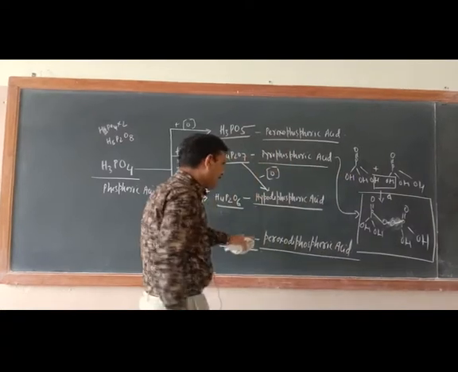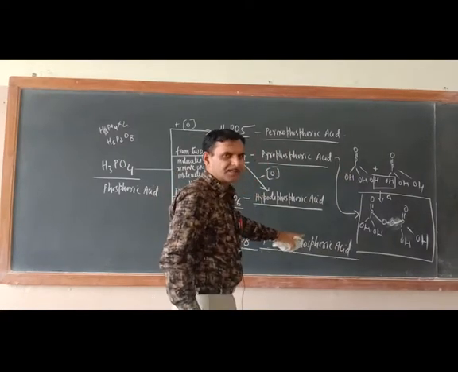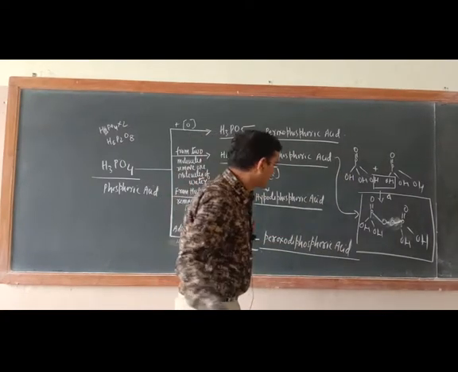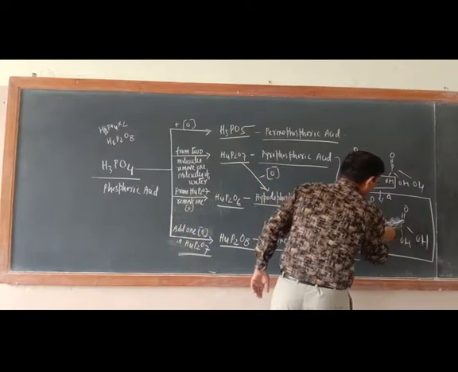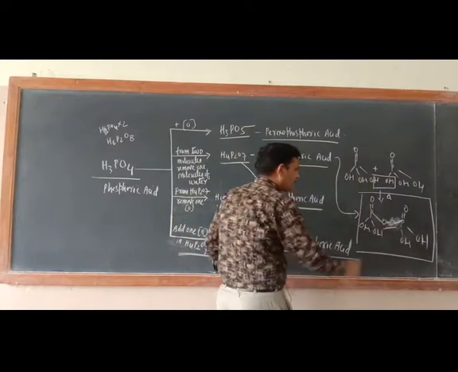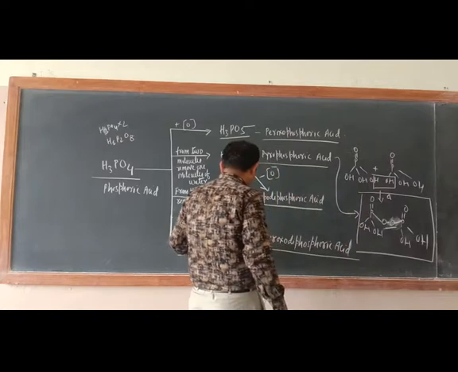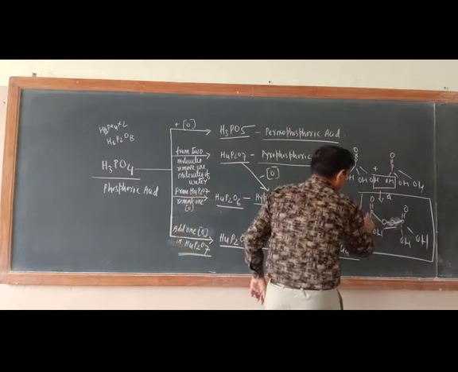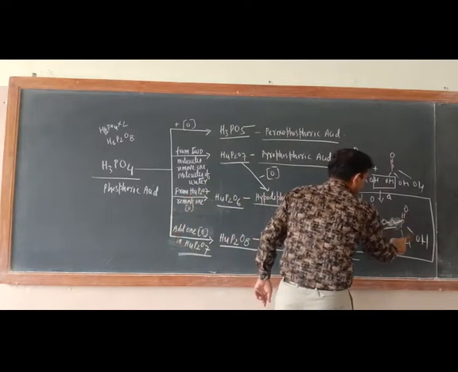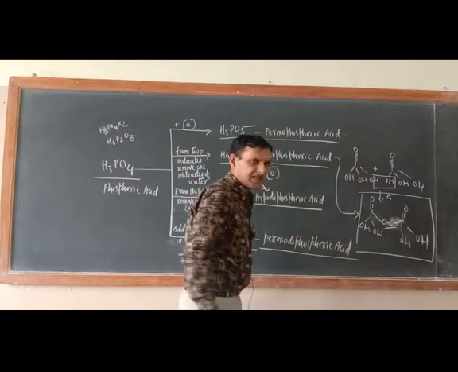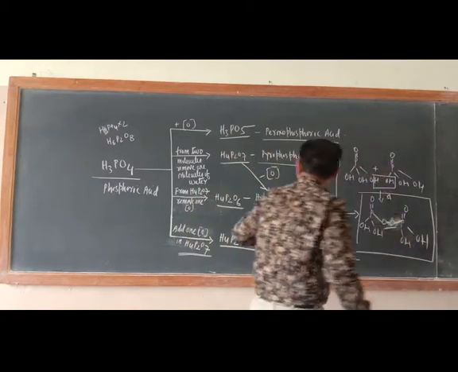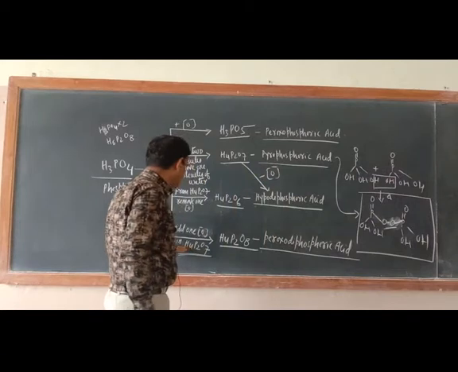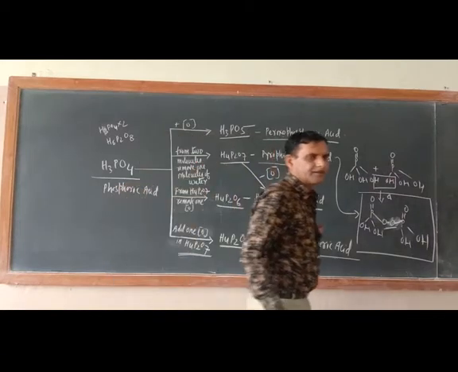Peroxodiphosphoric acid. So just see, this is the oxo bond. Now you can count here, H4P2O8. So 1 2 3 4 5 6 7 8 oxygen is there. In this way all the oxo acids of phosphorus are completed.